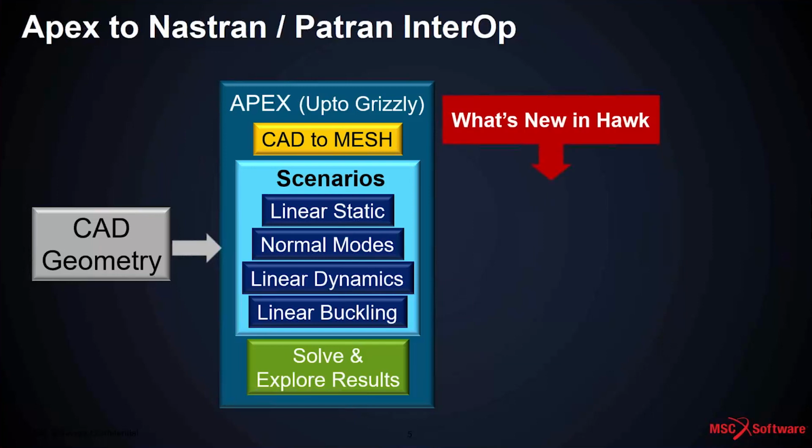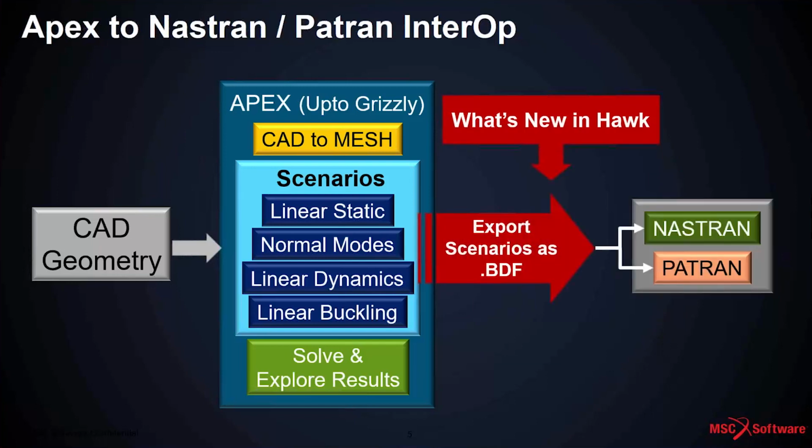What is it that we can do today in Hawk? Now you can export all these scenarios that you are setting up inside Apex as a Nastran PDF, so that you can take that and run with Nastran externally, and also you can take that PDF into Patran if you choose to set up additional simulation techniques that are not today supported in Apex. So this makes Apex more extendable and expandable to the Nastran users and also the Patran users.